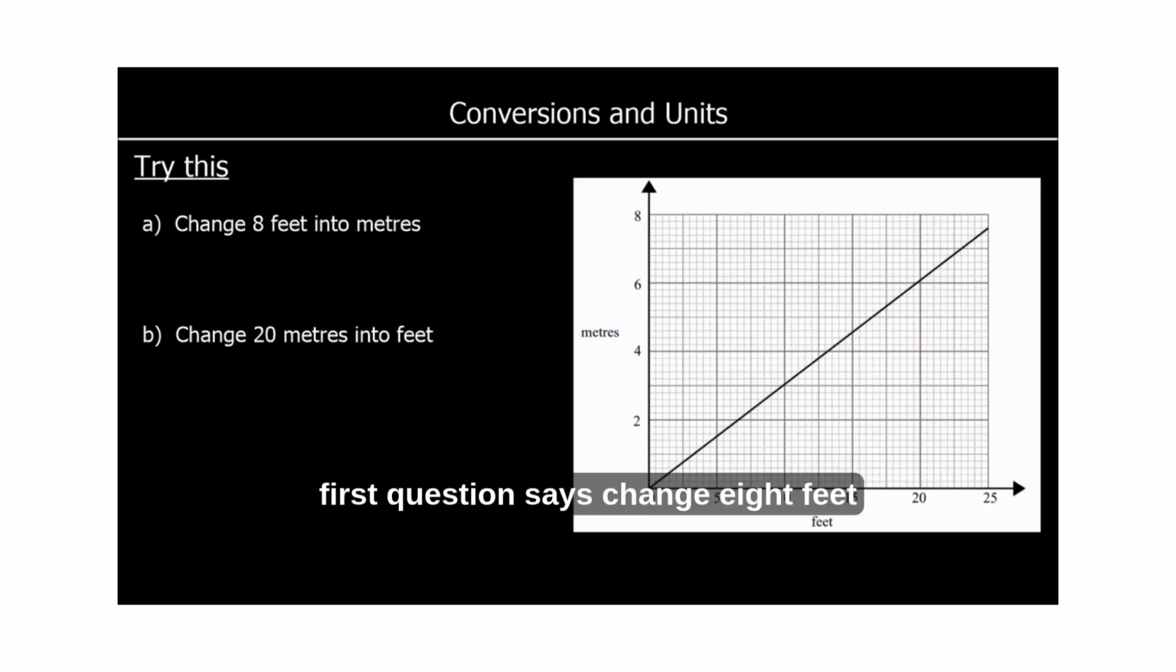The first question says change 8 feet into meters. So where is 8 feet on our graph? So the feet are along the bottom, going up in 5s. So we've got 10 small squares in between 5 and 10. So 10 small squares to represent 5 feet. So each 2 squares is 1 foot. So 6, 7, 8.